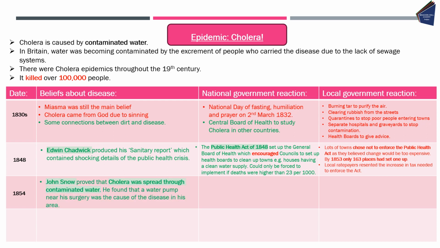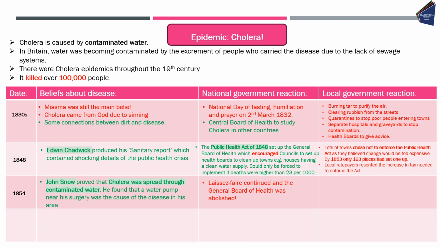We see a real breakthrough with John Snow, and he is the individual that proves that cholera was spread through contaminated water. So you really do need to know this as a turning point for the industrial period in the exam. John Snow found that a water pump near his surgery was the cause of the disease in his area. And as a result of this, we would expect there to be a huge reaction from the government. Sadly, this takes quite a lot of time to get through to any kind of government reaction.